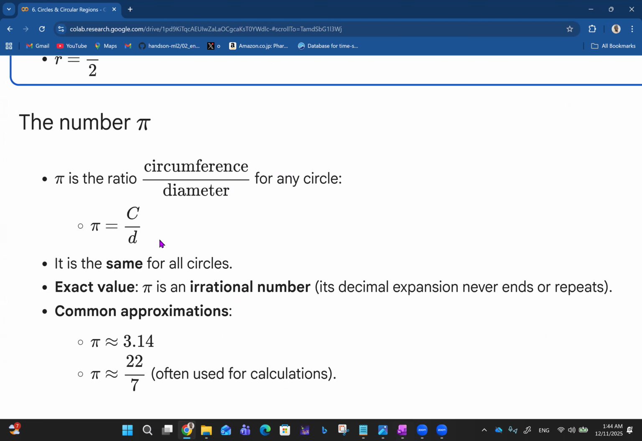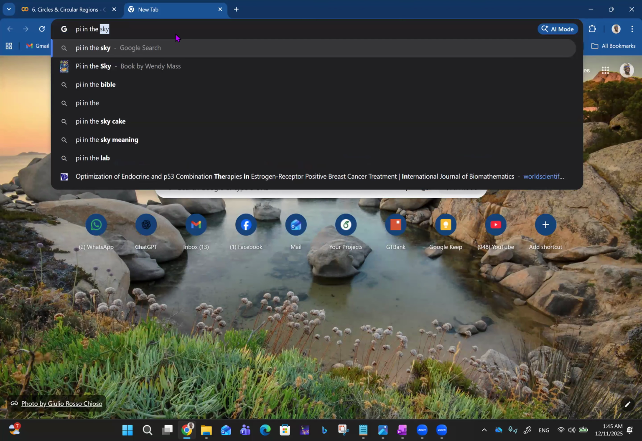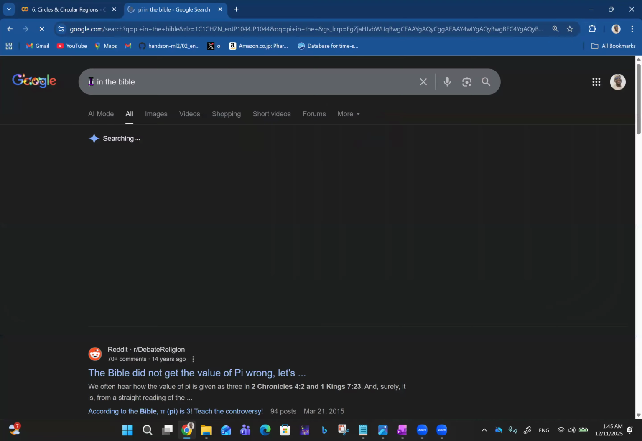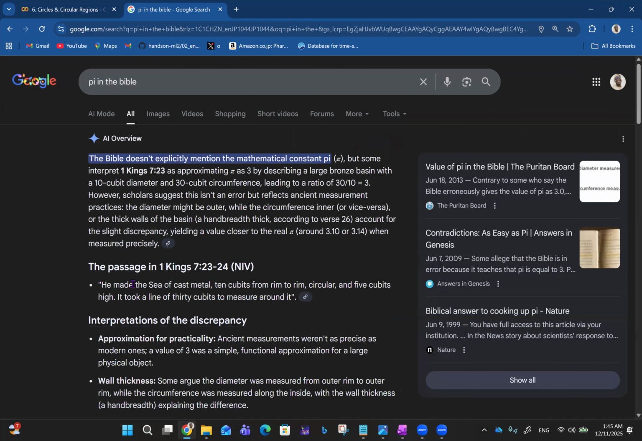Interestingly, I think somewhere in the Bible, let me quickly search for that. I think I saw that as an undergraduate. There's somewhere in the Bible that describes diameter like that. I know it's somewhere in the book of Kings, pi in the Bible. Yeah, First Kings 7:23. He made the sea of cast metal 10 cubits from rim to rim, circular and 5 cubits high. It took a line of 30 cubits to measure around it.